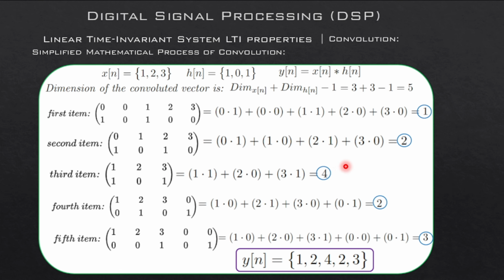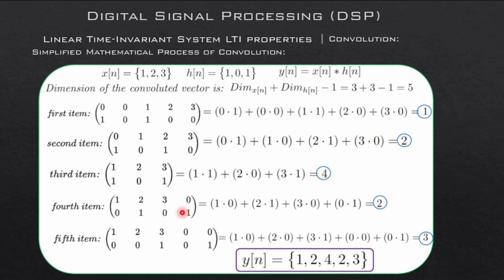That's the third item. The fourth item: now we shift again to the right. Every time we are shifting h[n] one element to the right. So 1, 2, 3 and 1, 0, 1, with 0 here. Let's redo the calculation: 1 times 0 plus 2 times 1 plus 3 times 0.